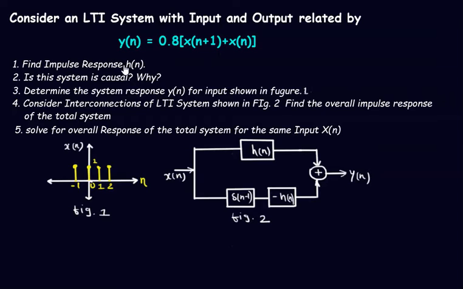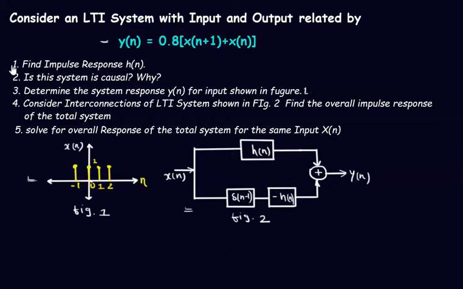Now what kind of information are they asking to find by using this particular equation? They have given one equation, they have given one input, that is x of n, and they have given one system. This particular equation and this particular system both are independent of each other. Both the equation as well as this block diagram do not have any relation. So see here, we have a total of five questions in one question. They are asking for five data from these three types of question that they have given.